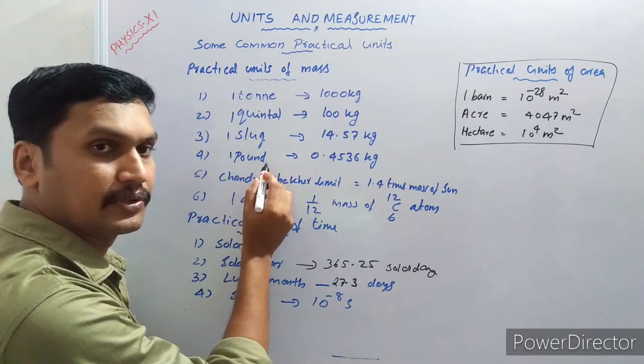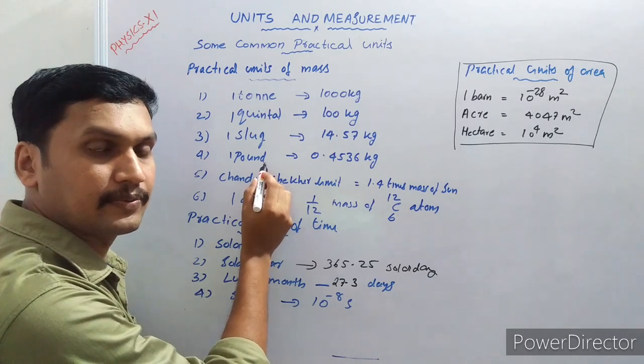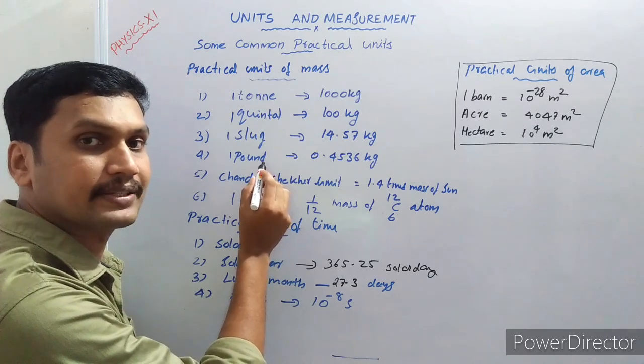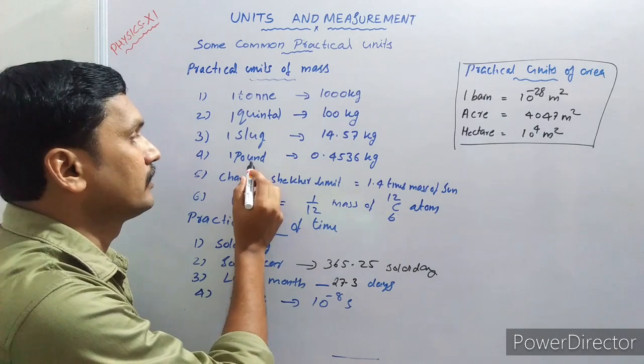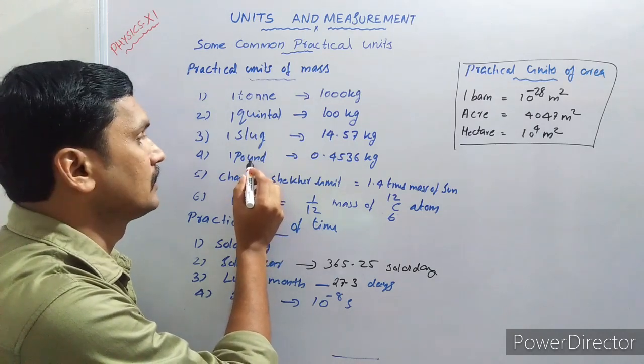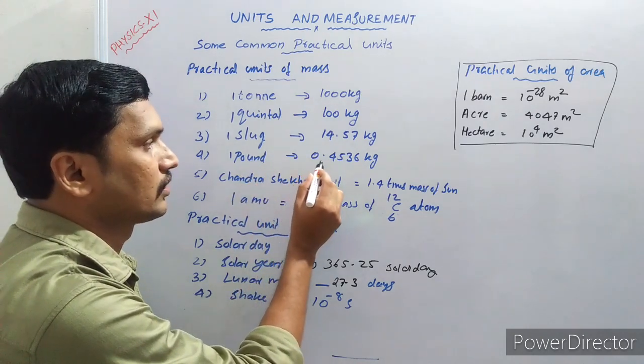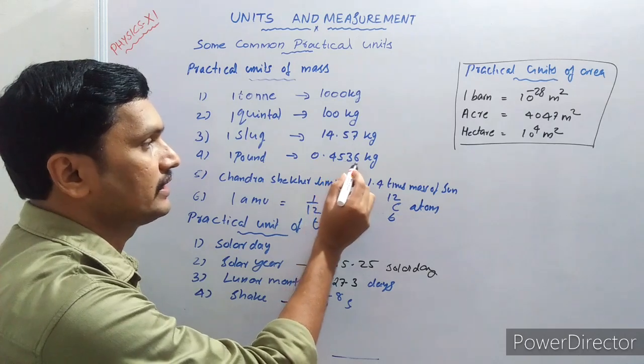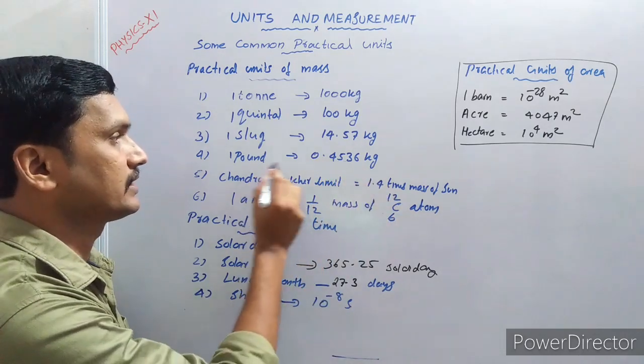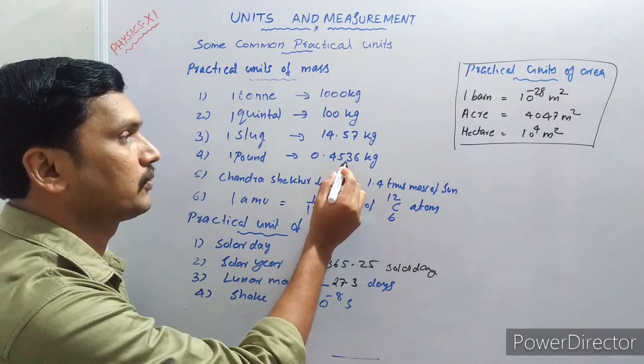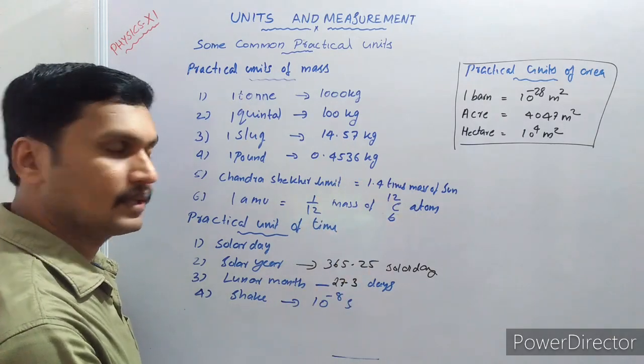Pound. 1 pound is a unit in the FPS system. In the FPS system, the British engineering system, pound is used for the measurement of mass. 1 pound is equal to 0.4536 kilogram.